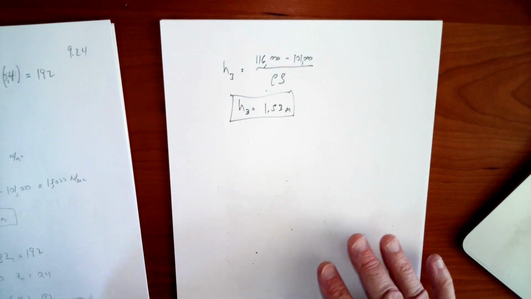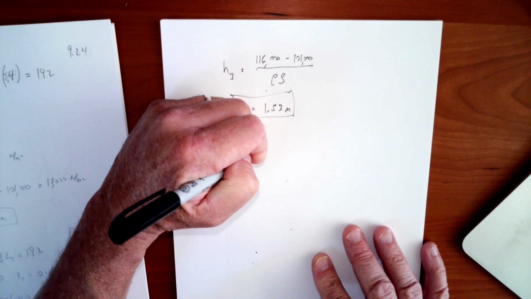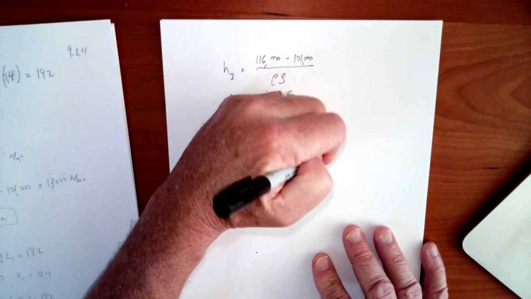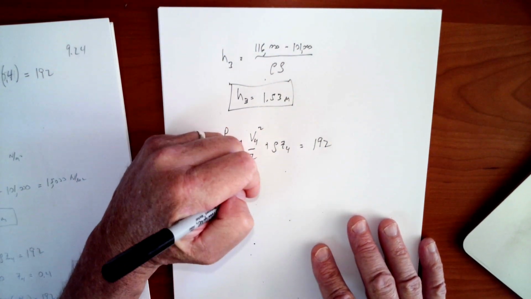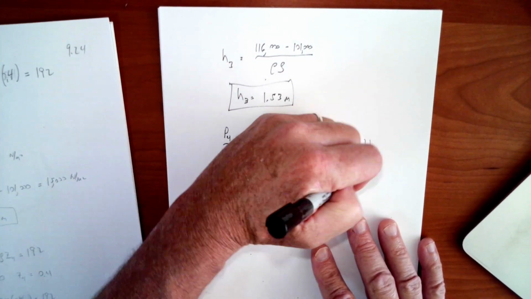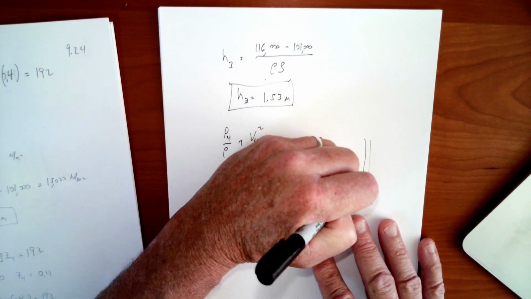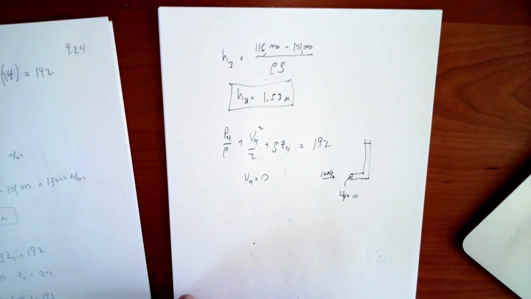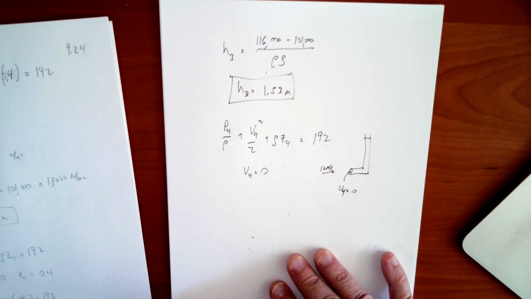All right, so now we're going to look at P4. So we have P4 over rho plus V4 squared over 2 plus GZ4 is equal to 192. Same Bernoulli constant. V4 now equals 0 because, again, we have one of these tubes that's facing the flow. So the velocity here is going to be 12 meters per second, but right at the entrance, the velocity is going to be equal to 0 because this tube is hydrostatic. There's no fluid flow in the tube. It's balanced on pressure. So V4 at the entrance is going to be 0.